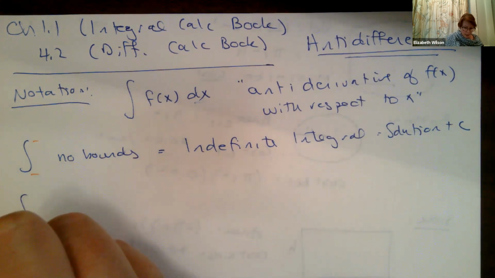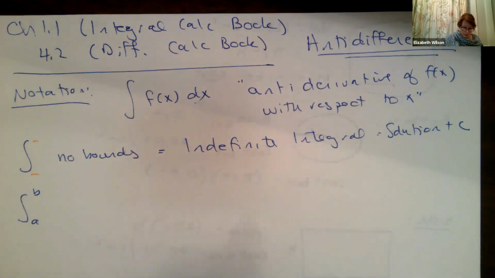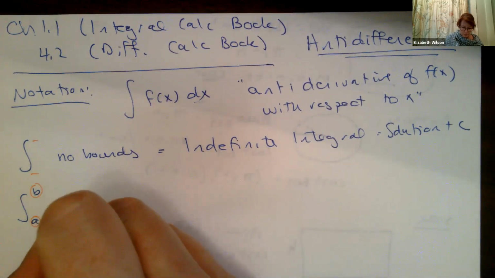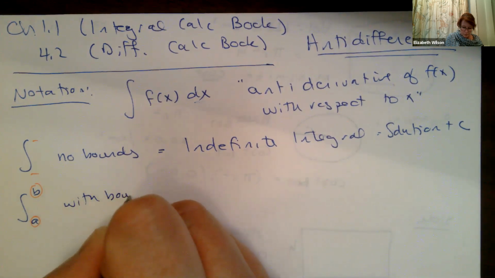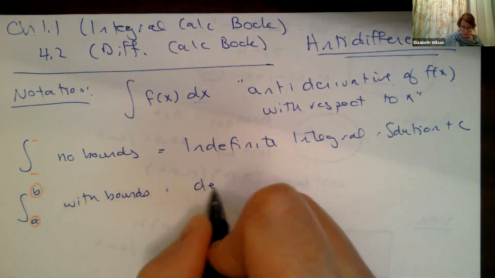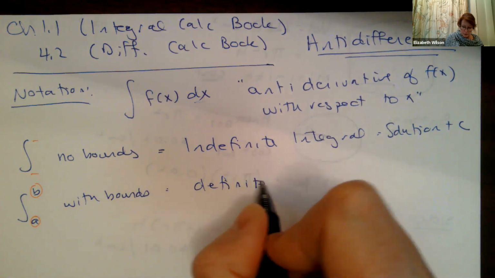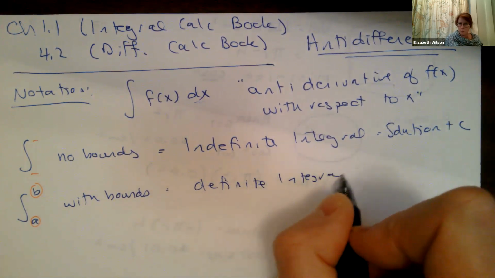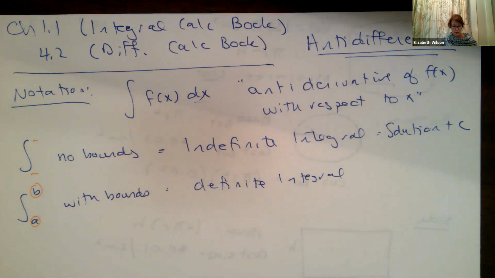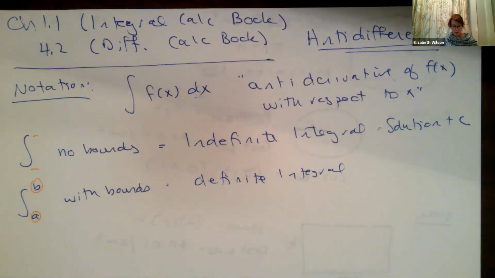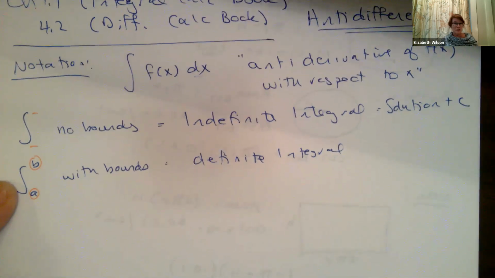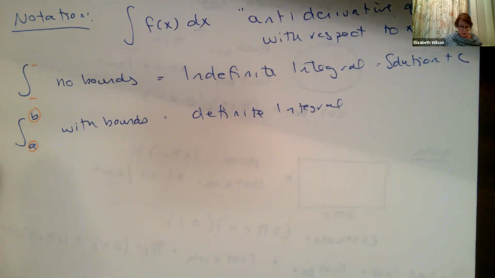If I have bounds, so this is a and b, these are my bounds, we're talking about a definite integral. There's no plus c. It's a number. We're going to talk about that next semester. I think we talk a little bit now about what this means and what it is we're trying to do. Okay.